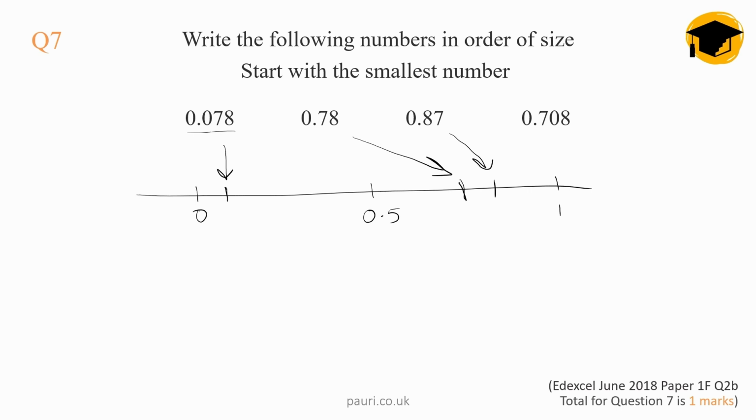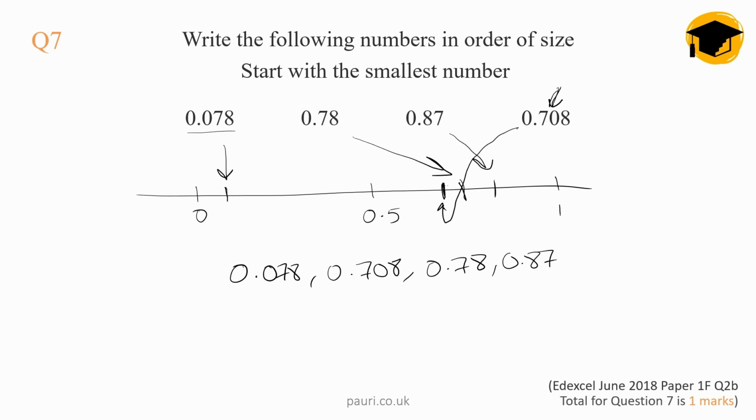And 0.708 is going to be less than the second number, because there is a 0 in the hundredths column. That is going to be this number over here. Let's put that all in order. 0.078, 0.708, 0.78, and 0.87. At the start, you can draw a number line if it does help you. Once you get more confident with these questions, you can do it without a number line. Again, this is 1 mark in a real exam question.